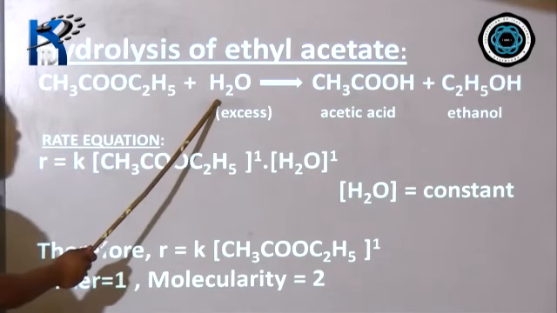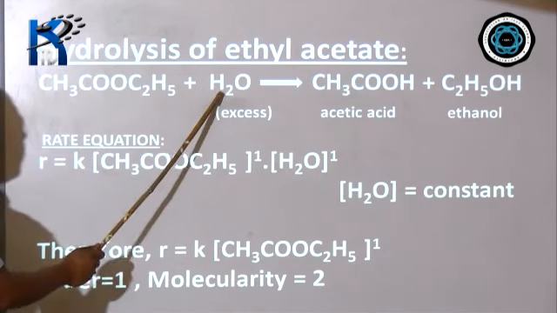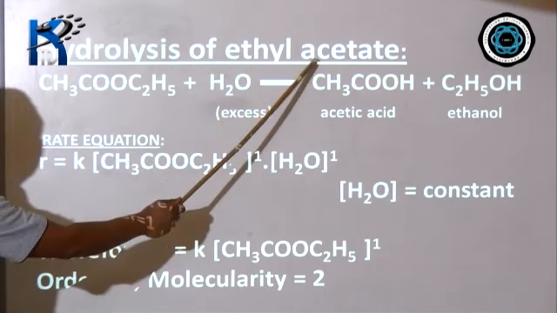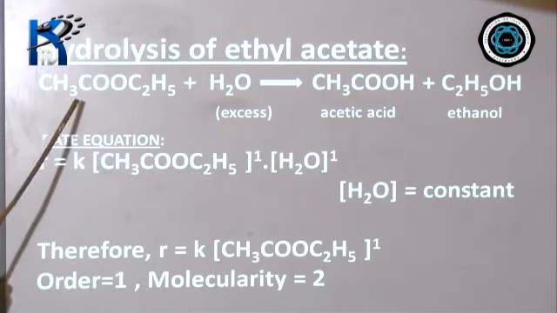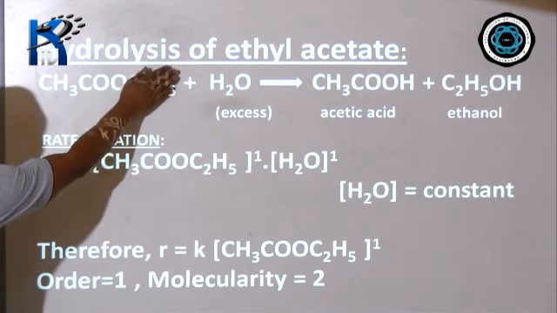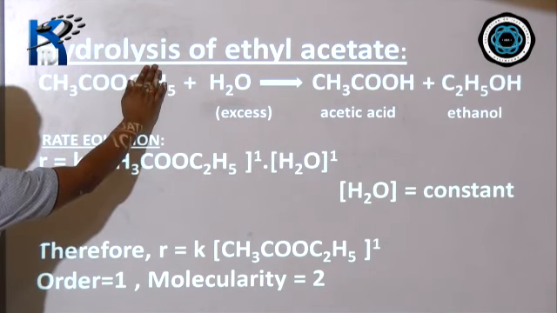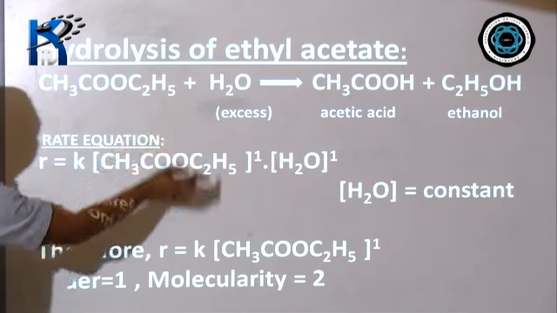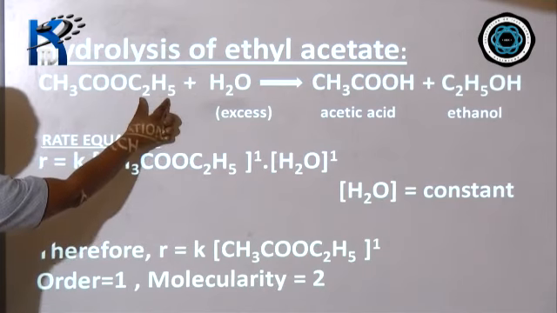Now another example you can see for pseudo unimolecular reaction is hydrolysis of ethyl acetate. Hydrolysis means to react with water, and who is reacting with water? Ethyl acetate. And this is the formula of ethyl acetate. Actually, students, this much is called acetate. CH3COO is called acetate, and when you put ethyl, C2H5, it becomes ethyl acetate.